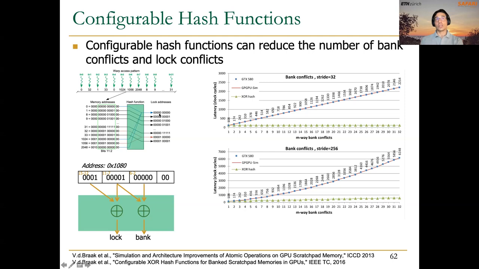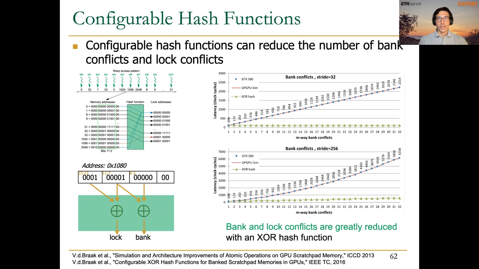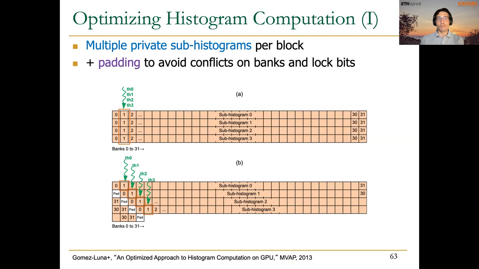So that could be an efficient way of optimizing the execution of atomic operations on shared memory, with minimal modifications to the existing hardware, by using smarter hash functions. That could, as I said, be configurable for different workloads as well, and depending on the access patterns of these workloads, use different hash functions. That's something that we explored in our paper published in the IEEE Transactions on Computers in 2016. So that's more or less how the atomic operations work in shared memory.